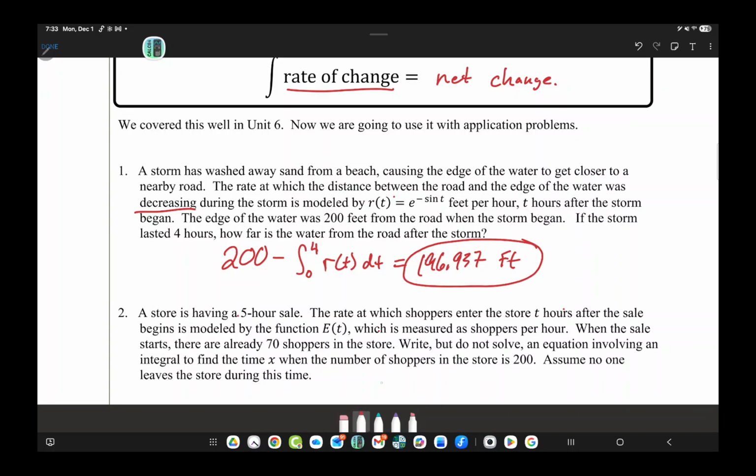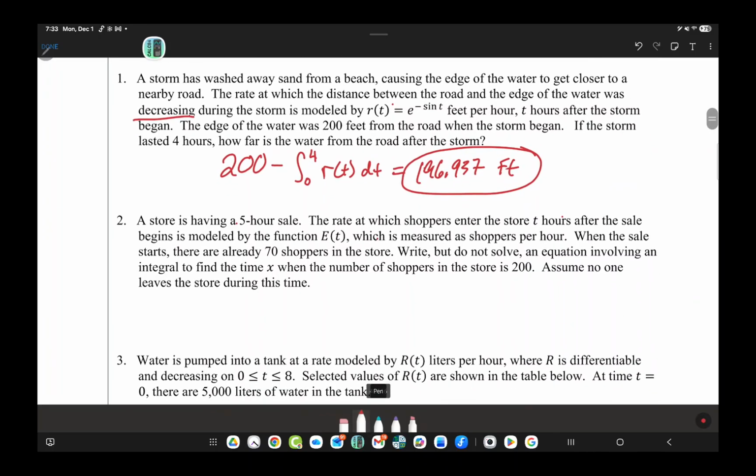Now, this is a common FRQ part, because FRQs are always multiple parts. Common FRQ question is just setting up the integral. Okay. So a store is having a 5-hour sale. The rate at which shoppers enter the store T hours after the sale is being modeled by the function E of T, which is measured as shoppers per hour. When the sale starts, there are already 70 shoppers in the store. So again, that's our initial value. We're going to start at 70.